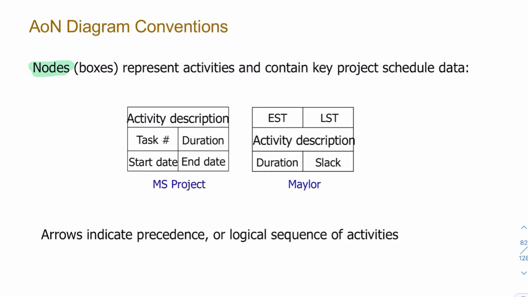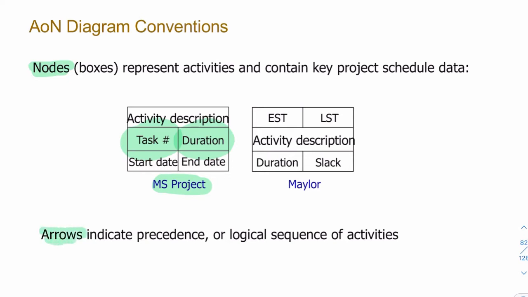So in Microsoft Project, you have a node with an activity description at the top, a task number, a duration, then a start date and an end date. There are other conventions where you have your earliest start time and latest start time at the top, activity description in the middle, and then duration and slack, whereas here you have to actually calculate the slack. So those are the nodes.